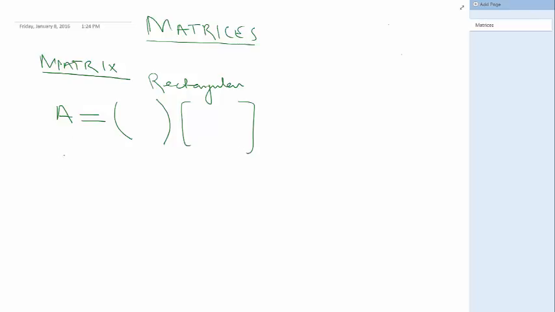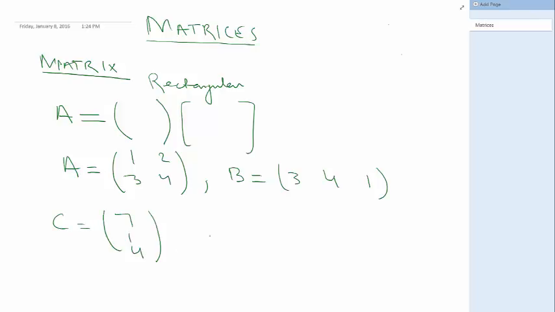Some examples of matrices are A equals 1, 2, 3, 4. B equals 3, 4, 1. C equals 7, 1, 4. Or D equals 1, 4, 3, 2, 1, 5. So these are some matrices which I wrote for you, and you can see all these types in our discussion.